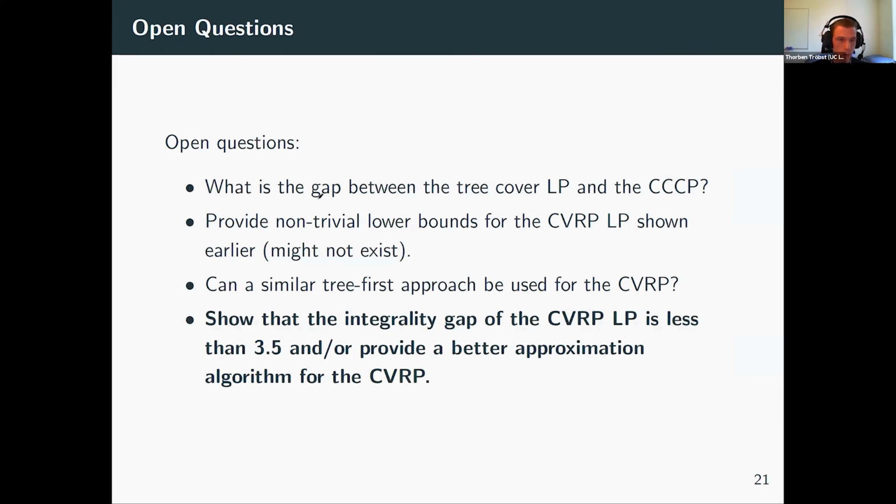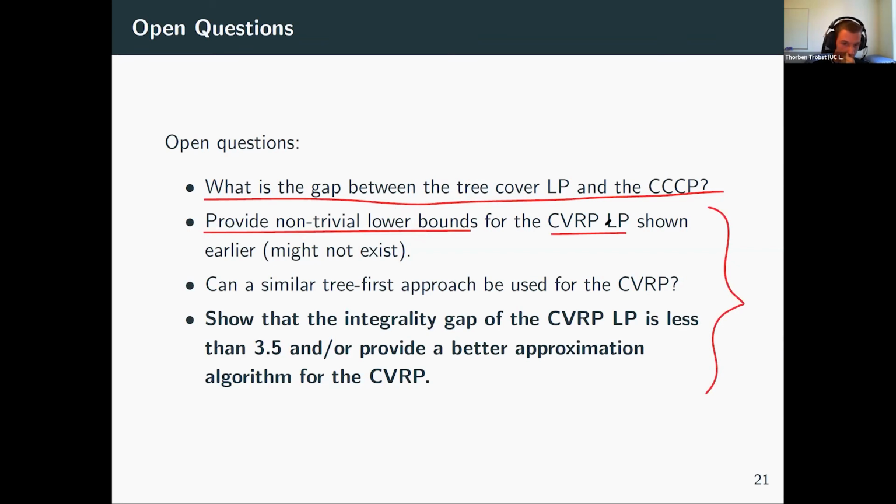And finally, some open questions. So of course, one open question is what is this gap, and can you improve our approximation algorithm on this problem? And then there are a lot of questions on the CVRP, which, as I said, these LPs are quite related. And for example, we show this interesting lower bound on the tree cover LP. Are there any non-trivial lower bounds on the CVRP LP? We don't really know. And it's also a question if we can use this kind of tree-first approach for the CVRP. The approximation algorithm there is quite different.